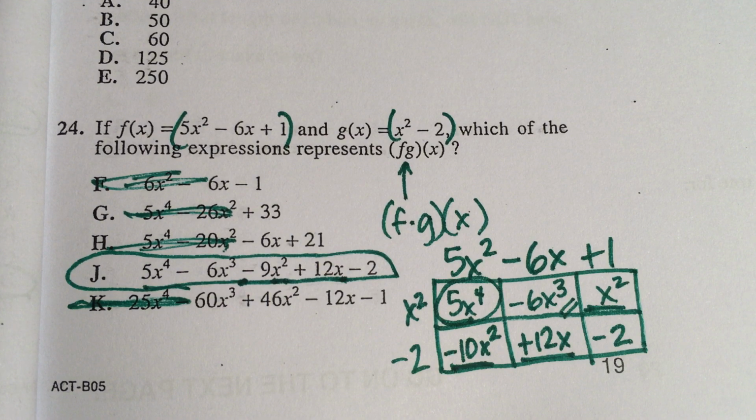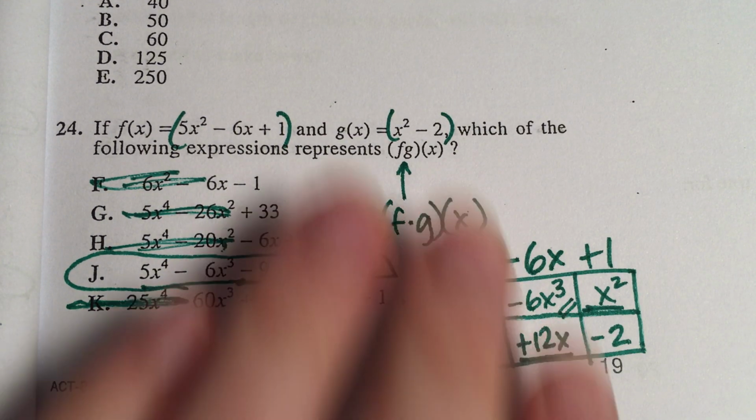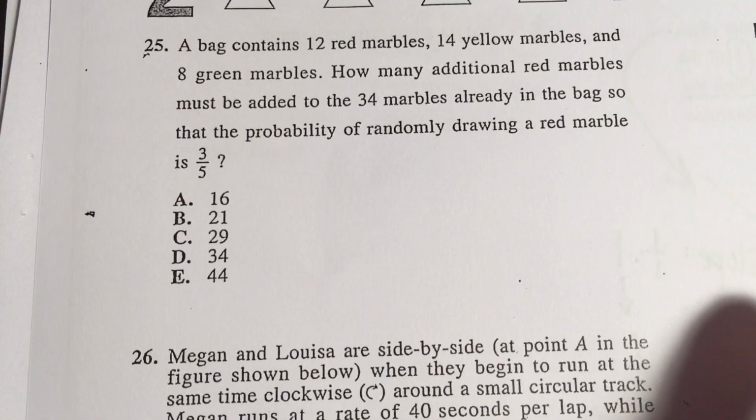Right, so we can move pretty fast just by doing the first few boxes at a time. That's number 24. Number 25. Should see this one here.